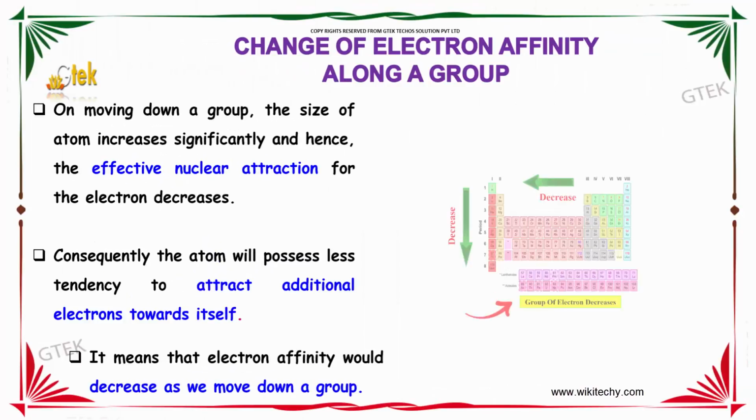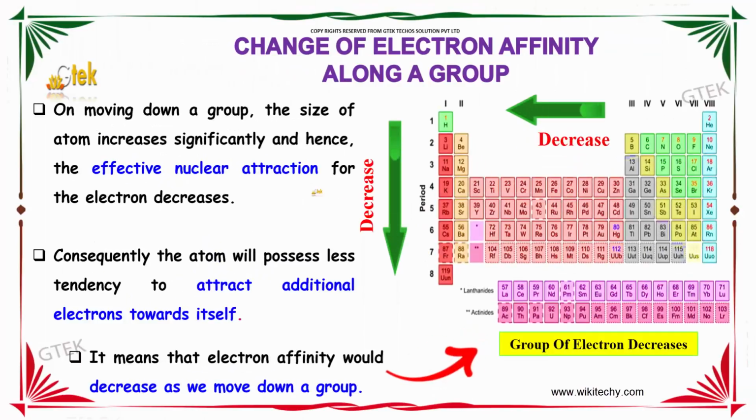The change of electron affinity along a group. So on moving down a group, the size of the atom increases significantly and hence the effective nuclear attraction for the electron decreases. Consequently, the atom will possess less tendency to attract additional electrons towards itself. It means that electron affinity would decrease as we move down a group.